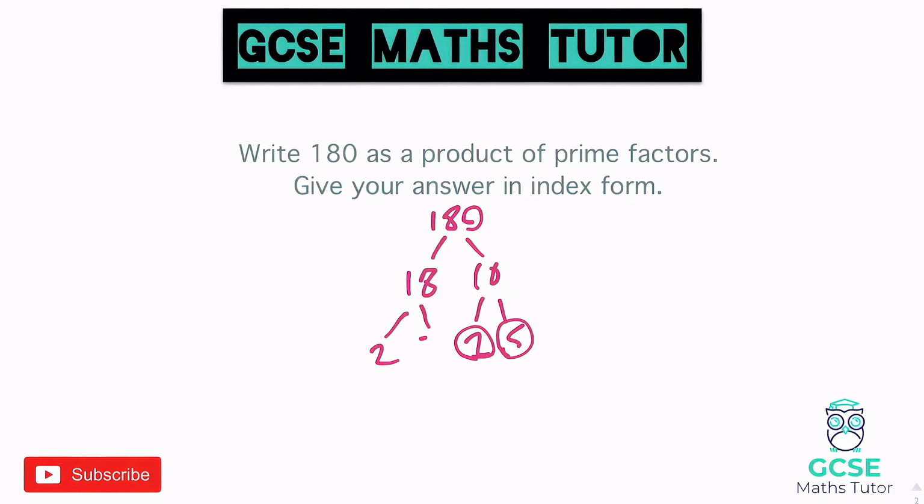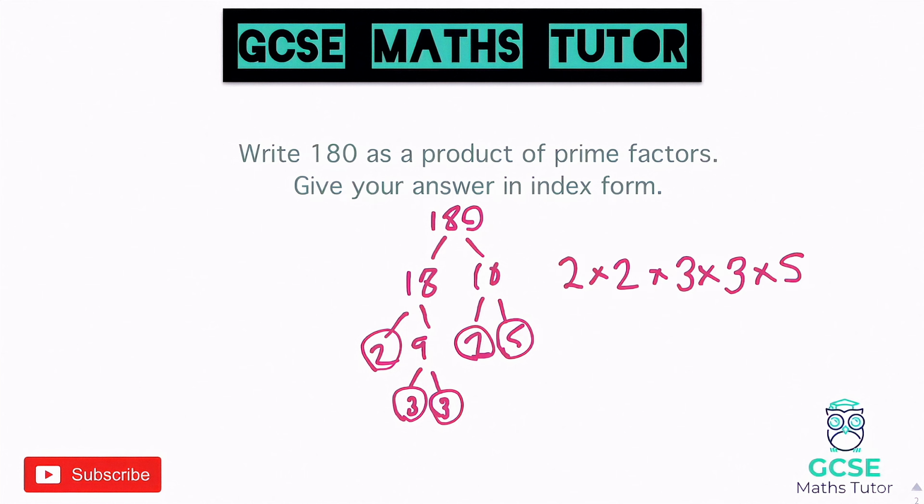18 is 2 and 9, and 9 is 3 and 3. And again, locking those all off when they're prime. Remembering you can write down some of the prime numbers if it helps. Now writing these in size order, we get 2 times 2 times 3 times 3 times 5, and then we can simplify these. So 2 times 2 becomes 2 squared, 3 times 3 becomes 3 squared, and then times 5 at the end, and that's in index form there using index.